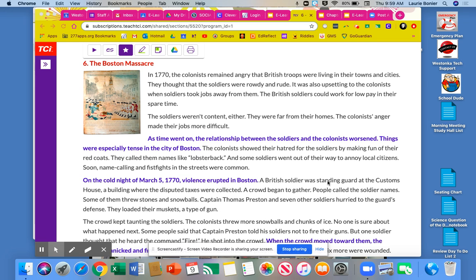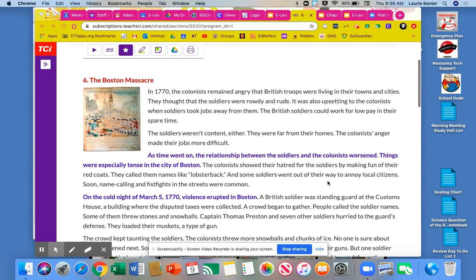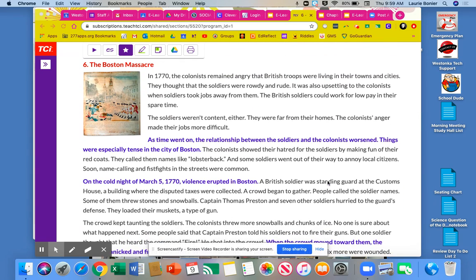All right, you guys, this brings us to section 6 of lesson 10 on the Boston Massacre. Now, a massacre, before we get started, is described as the murder of several or many people who cannot defend themselves. So, this event took place in Boston in 1770, on March 5th.